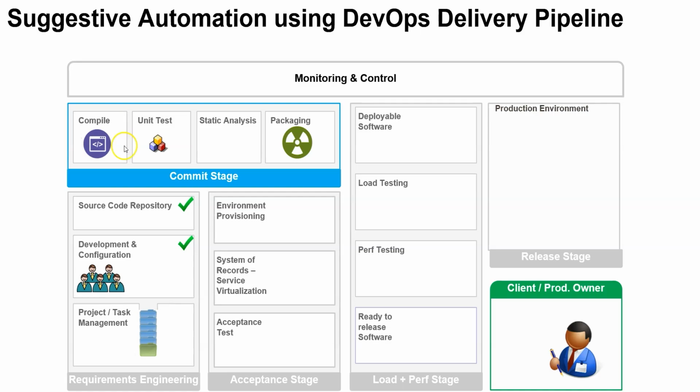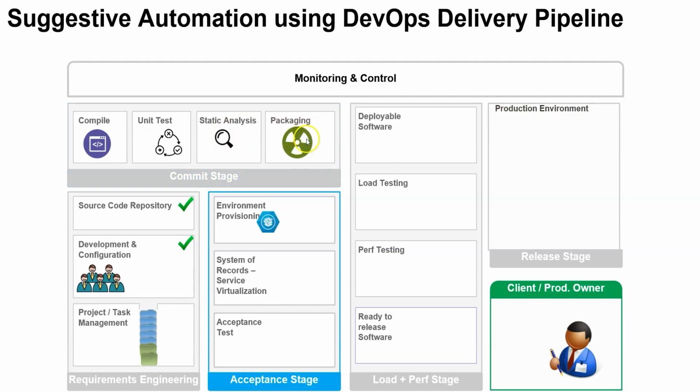Here the code gets compiled and then unit tests run on the code and unit test reports are sent to the project management team. Then static code analysis, and it will go under packaging. From packaging it goes to the environment provisioning. Here the required infrastructure is provisioned. Then it goes under system of records and service virtualization. Then acceptance test. Once it passes the acceptance test, it goes to the deployable software.